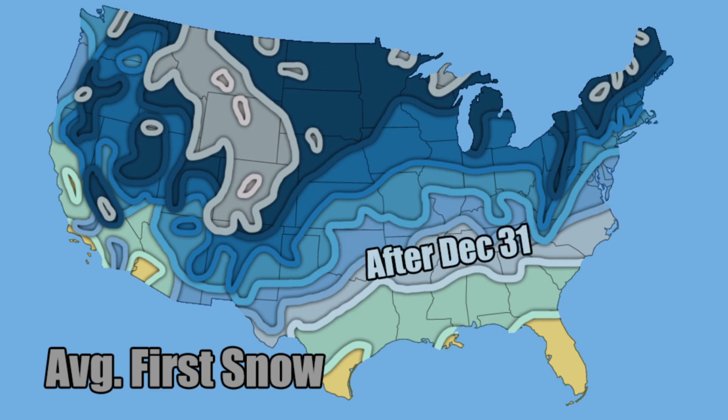Now, here in this white shade, this is where you expect it to be after December 31st, and this is throughout much of northern and western Texas, also for much of Oklahoma, into much of Arkansas, northern parts of Mississippi, Alabama, Georgia, South Carolina, also for much of Tennessee and much of eastern North Carolina there. That's where you expect after December 31st to see your first snowfall.